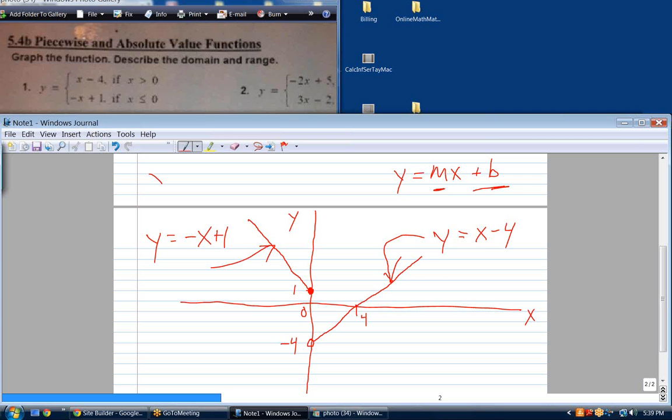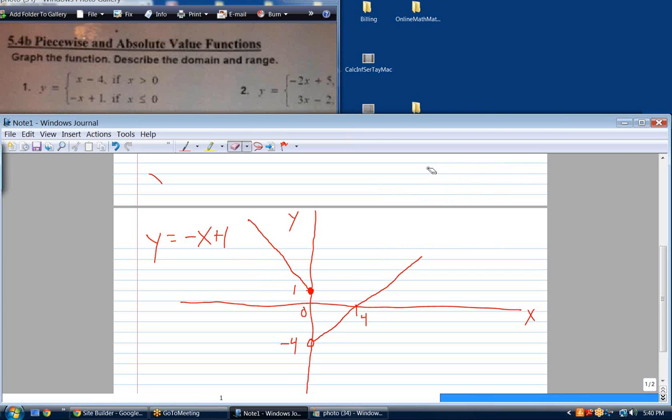And that's exactly how to do these piecewise functions. You start to the right of the y-axis because x is greater than 0, so I'm going to plot the line x minus 4. And then to the left of the y-axis, when x is less than or equal to 0, I'm going to plot the line y equals minus x plus 1. And the net result that I have is this function here.